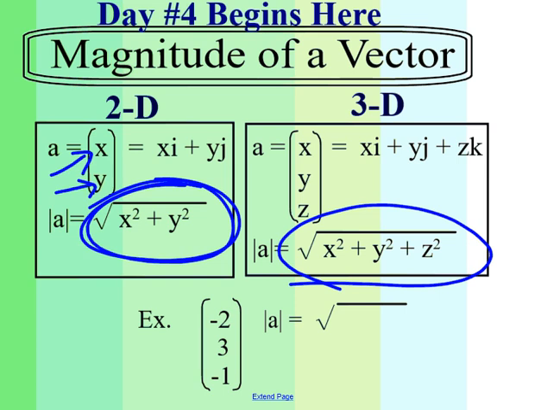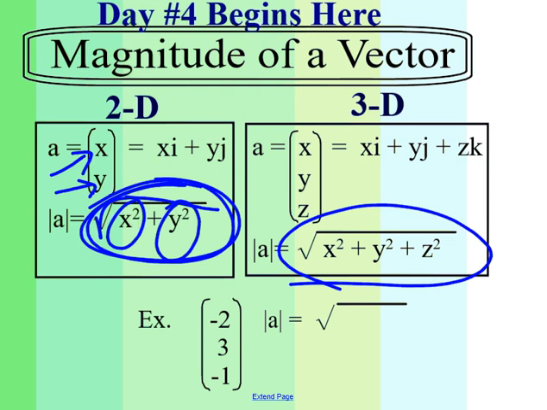Now, could you draw it every time and then figure out the triangles that go with that and stuff? You could, but it'd be a lot easier to just extend it and say, well, you always just took this side squared and this side squared, and then took the square root of that. You just do that for the third dimension also.